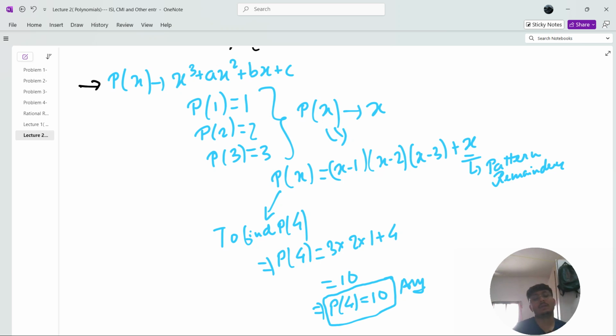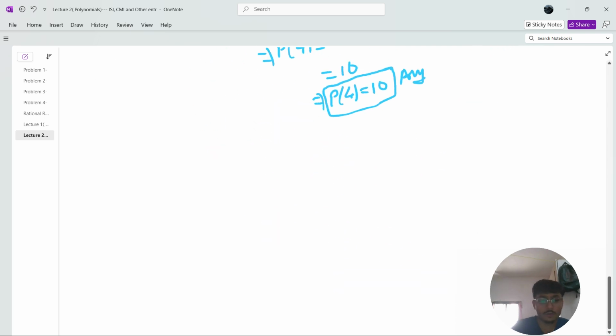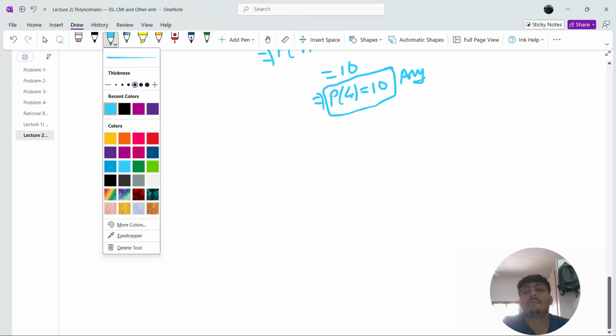Easy one. Direct application of my pattern remainder theorem. There were two problems initially for today. Now I will be moving on to some important theorems. Two important theorems basically. One is the original one, and another one is the corollary of that.